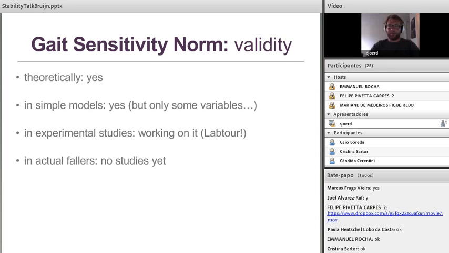We're now working, I have a PhD student now, Michiel Punt, and he's working on testing this in stroke patients. So he will look in stroke patients at their stability, and he will look at Lyapunov exponents and also reactions to perturbations. Okay.